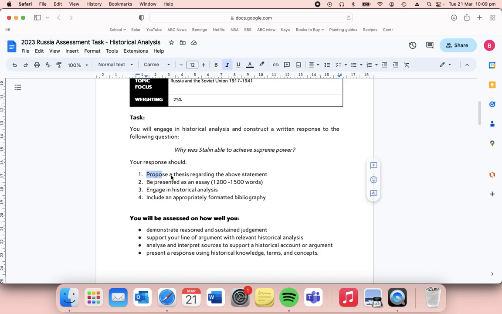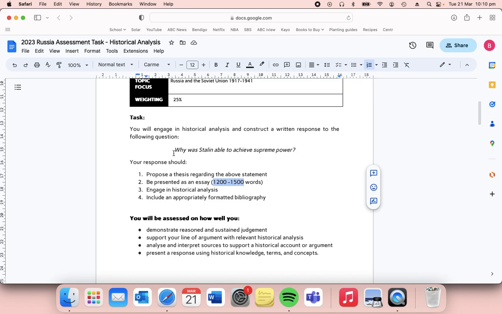So your response should propose a thesis regarding this above statement, i.e., answer the question. You need to have a specific why. Presented as an essay, 1,200 to 1,500 words. Now, previous years I've done it shorter, but this is quite a broad topic with plenty to go from. I think you guys will need more words to be able to cover it adequately.